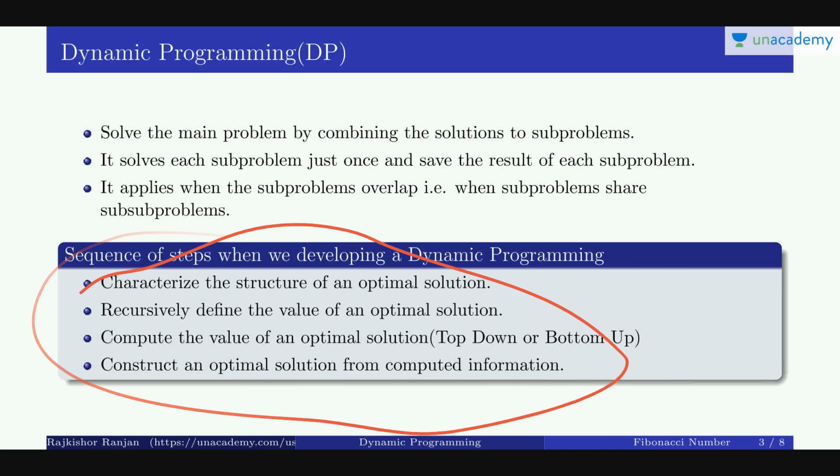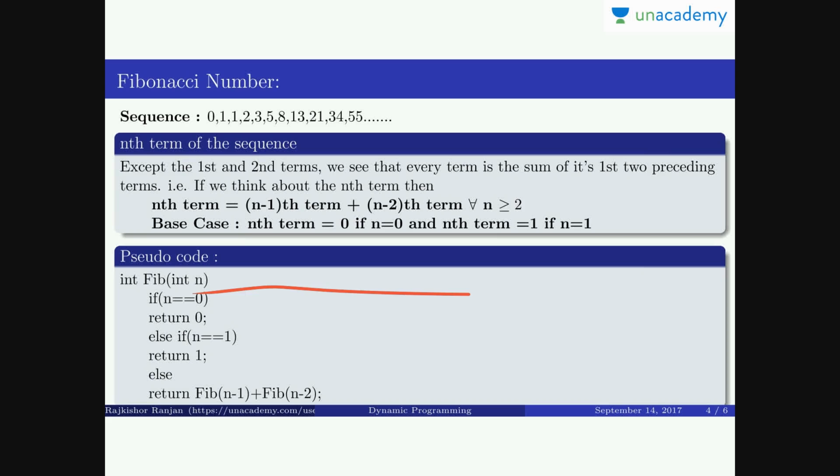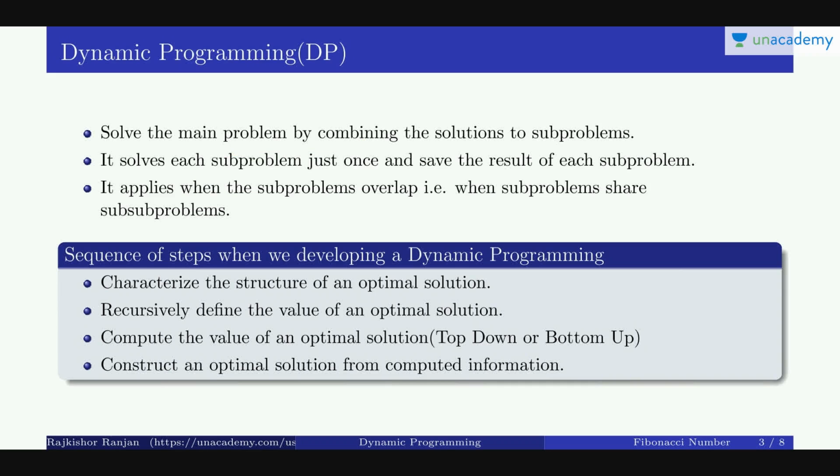sequence of 4 steps. First of all, we have to characterize the structure of an optimal solution. If you think about finding the nth Fibonacci number, then the sequence would be 0, 1, 1, 2, 3, 5, 8, 13, 21, 34, 55 and so on. Except for the 0th and first term, every term is the sum of its two preceding terms. This is nothing but the characterization of the structure of the main problem.